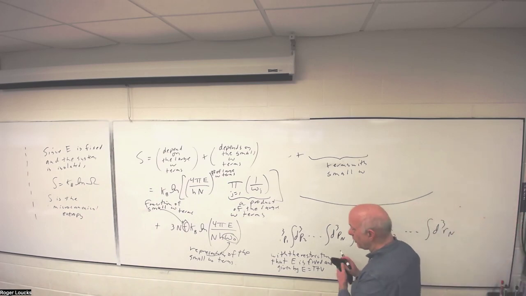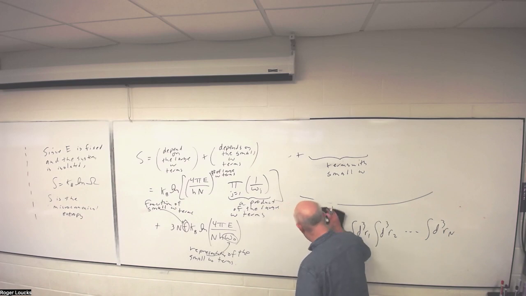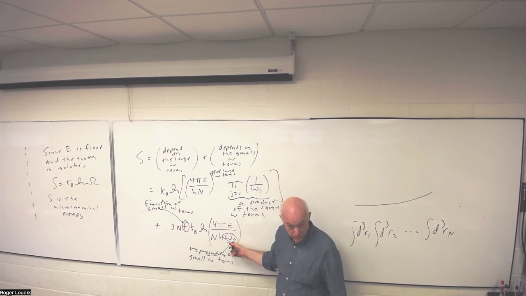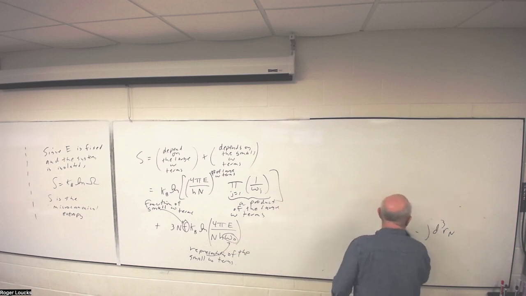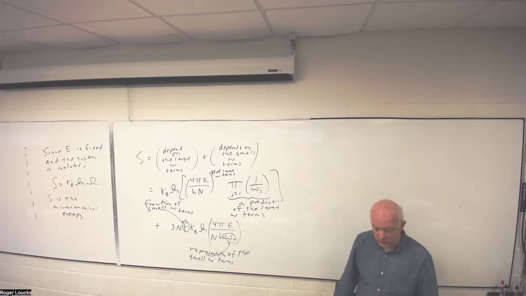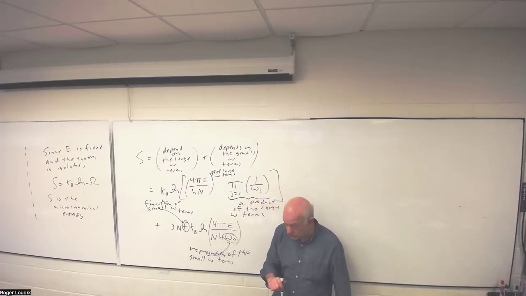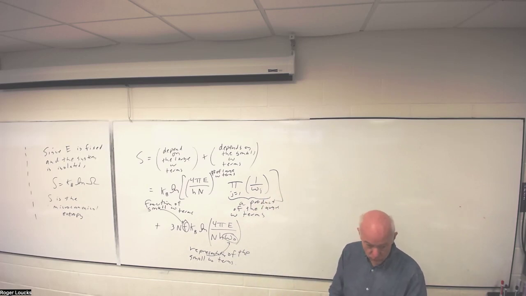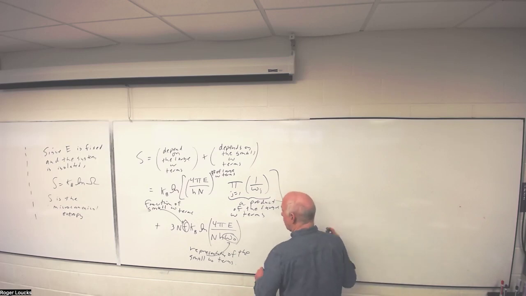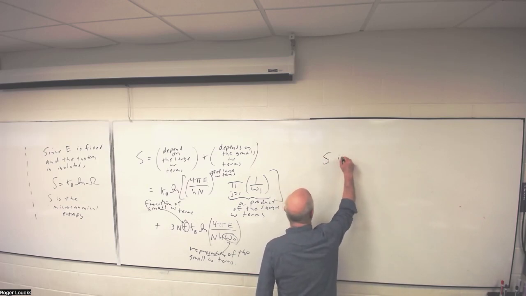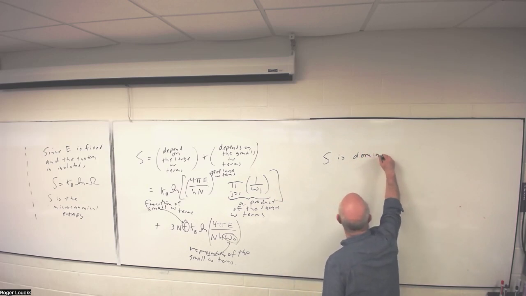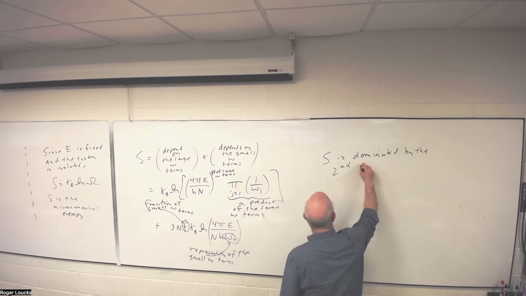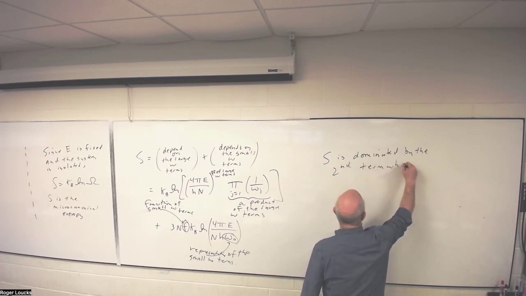So which of these terms is going to be larger? Which one's going to dominate? The second one. Yes, this term here is going to dominate the entropy. So what this says is that S is dominated by the second term, which involves the fraction of floppy modes. Okay, I can see why that's reasonable.